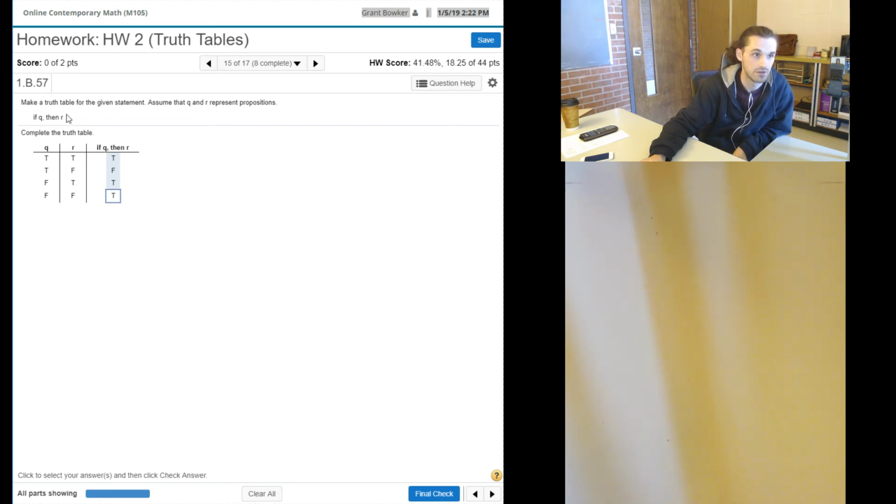So if Q, then R. You could also say Q implies R. So if it's a rose, it implies it's a flower. Again, this conditional is only false under this set of criterion. When your hypothesis is true, your conclusion is false, gives you a false implication. Otherwise, it's true.